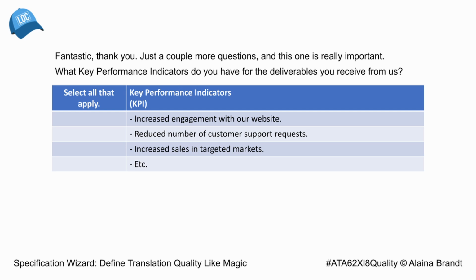Okay. And so now we're incorporating some reporting on what are the KPIs, the key performance indicators that the client may want to achieve with their content. Notice here I'm not including on-time delivery or products being error-free. That's a basic expectation. We don't need to include that here. Key performance indicators should be things like increased engagement with our website. We're looking for a reduced number of customer support requests, increased sales in targeted markets. And these are just ways that we're, again, conveying to the client, this is what you're purchasing. This is the value that you're purchasing with this content that you have given us for translation and localization.